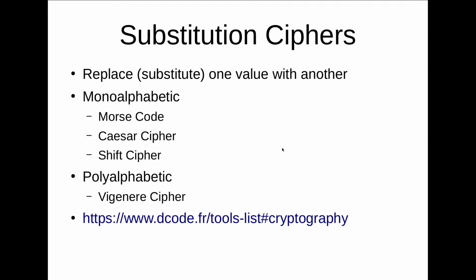Then you have polyalphabetic ciphers, where you don't have just a single one-to-one relationship. Depending on how the cipher algorithm is set up, you can have multiple different things depending on the key. And a great site that has a lot of nice tools that let you play around with this is decode.fr. Let's see if I actually go there.